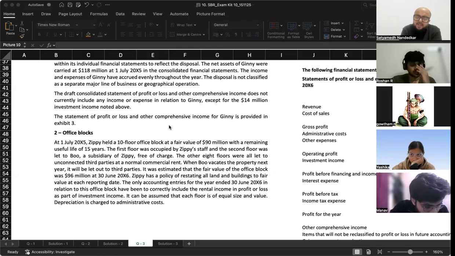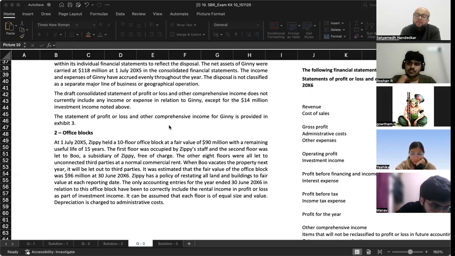Okay. Now, how should the revaluation work? Tell me, 96 million is the fair value, correct? Earlier it was 90 million. Now, let's divide it into PPE and investment property. 96 million is for 10 floors. So how much will it be for 2 floors? 96 into 2 by 10. How much is that? 19.2. Okay.